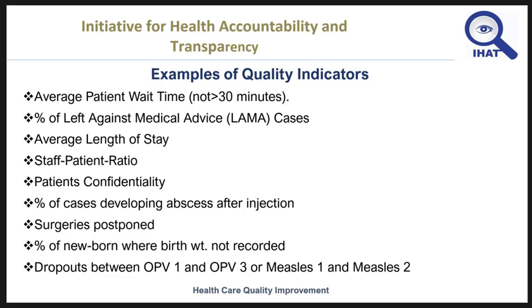Patients' confidentiality is a very important indicator. Percentage of cases developing abscesses after injections can also be seen as an indicator. Surgeries that are postponed are also indicators. Percentage of newborns whose birth weights are not recorded are also indicators. Dropouts between OPV1 and OPV3 or measles 1 and measles 2 are also examples of quality indicators.